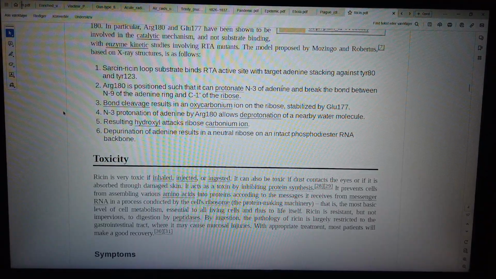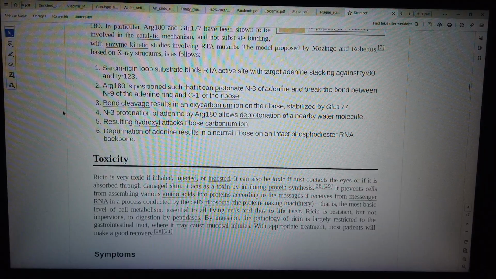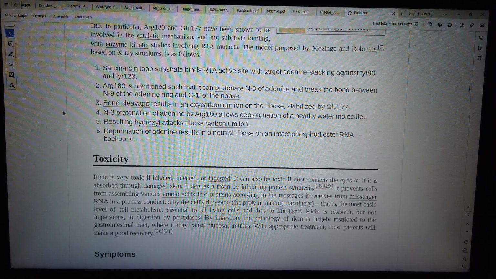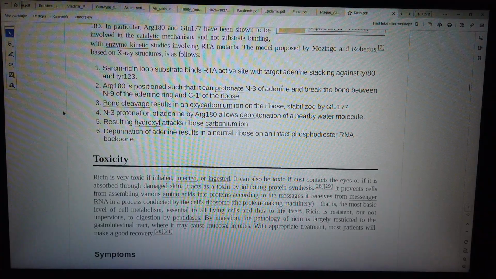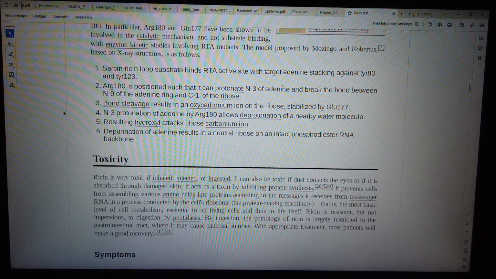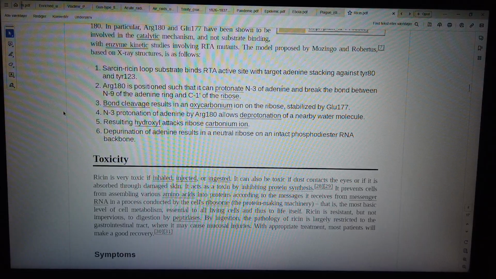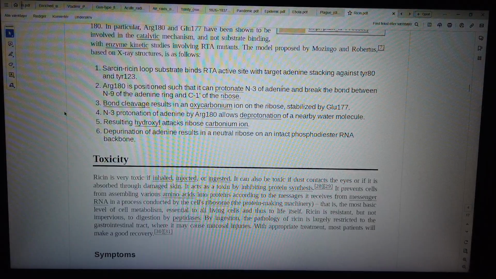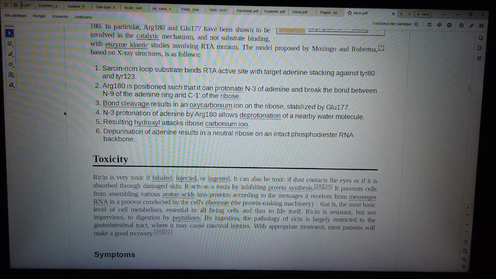Ricin is resistant, but not impervious, to digestion by peptidases. By ingestion, the pathology of ricin is largely restricted to the gastrointestinal tract, where it may cause mucosal injuries. With appropriate treatment, most patients will make a good recovery.